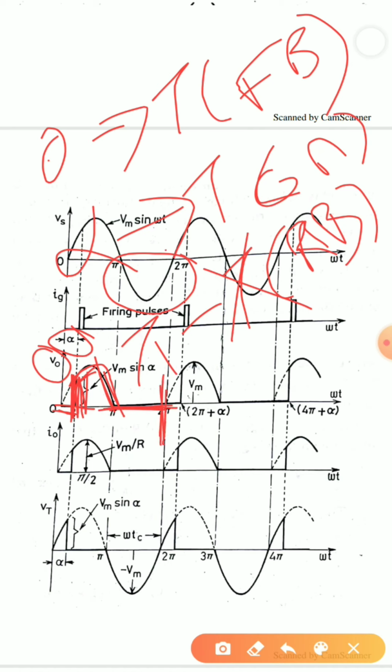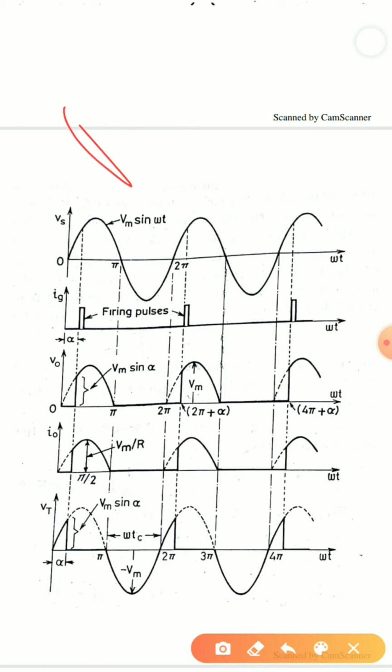Again I have reached 2 pi, and at 2 pi one cycle is completed. Again it is forward biased. Then at 2 pi plus alpha it turns on and I will get this portion of the output. Now I am using an R load.